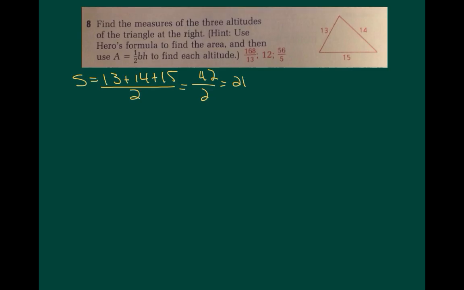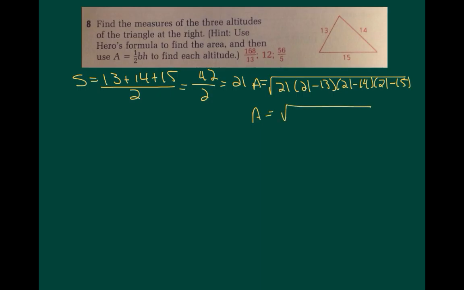Now, all of that goes into the big radical, which will equal the area when I get the final answer. So that's 21 times 21 minus A, which I'll call 13, times 21 minus B, which I'll call 14, times 21 minus C, which I'll call 15. And when I've calculated all those, I get a big number under the radical of 7,056.